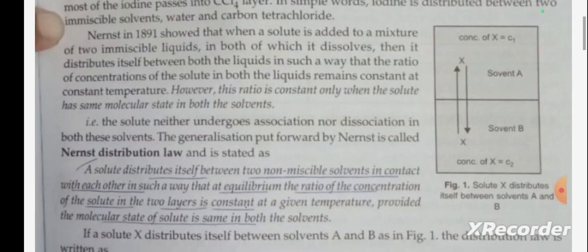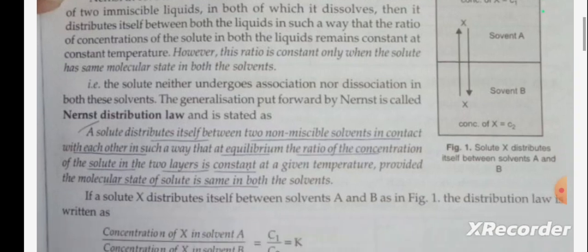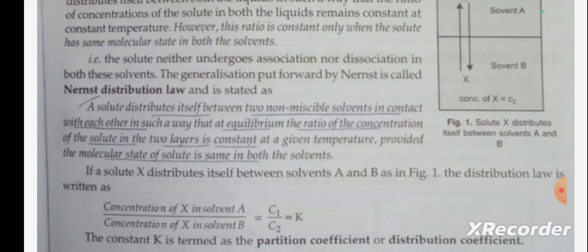Nernst in 1891 showed that when a solute is added to a mixture of two immiscible liquids, in both of which it dissolves, then it distributes itself between both the liquids in such a way that the ratio of concentration of the solute in both the liquids remains constant at constant temperature. However, this ratio is constant only when the solute has the same molecular state in both the solvents. Solute neither undergoes association nor dissociation in both the solvents. The generalization put forward by Nernst is called Nernst distribution law.